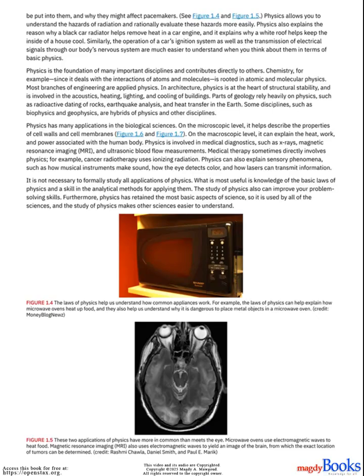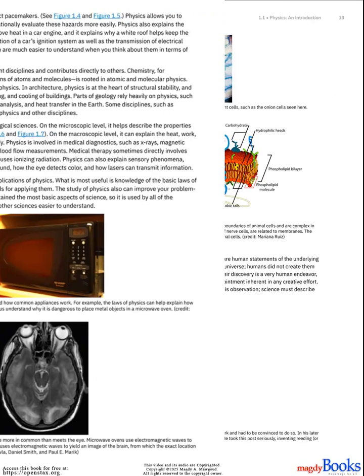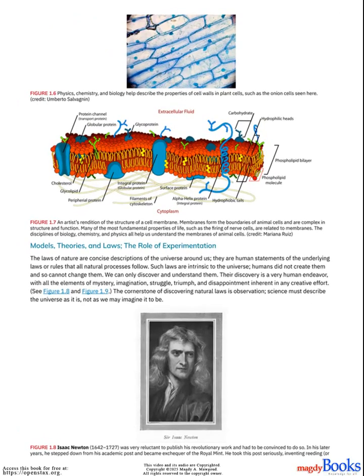Microwave ovens use electromagnetic waves to heat food. Magnetic resonance imaging, MRI, also uses electromagnetic waves to yield an image of the brain, from which the exact location of tumors can be determined. Credit: Rashmi Chawla, Daniel Smith, and Paul E. Merrick. Figure 1.6. Physics, chemistry, and biology help describe the properties of cell walls in plant cells, such as the onion cells seen here. Credit: Umberto Salvanin.